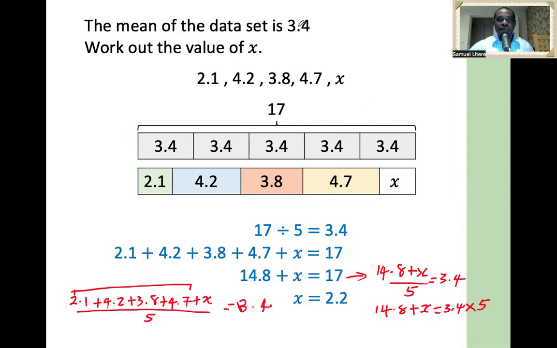So understand that the mean is to share equal amounts in the data. So it means if you have 3.4 in each of the 5 boxes, the whole lot has to be 17, because 3.4 plus 3.4 plus 3.4 plus 3.4 plus 3.4 is equal to 17. But when you look at the bar model, this is equal to that. So it means adding all these up should be equal to 17, and then you find x. So whichever method you want to use, it is up to you to choose.